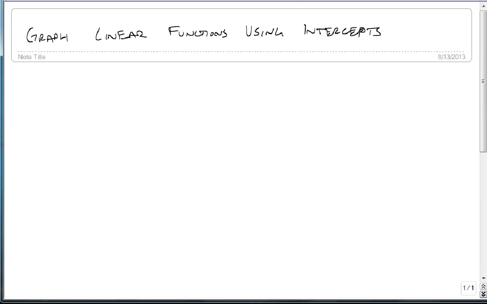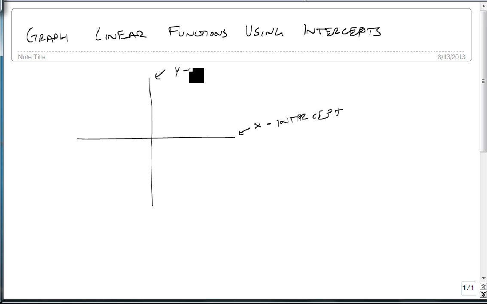We are going to graph linear functions using intercepts. Remember, the definition of an intercept is that it is wherever we cross either the x or the y-axis. The x-axis here or the y-axis here. Anything that crosses this line is an x-intercept because it crosses the x-axis, and anything that hits here is a y-intercept because it intercepts the y-axis.